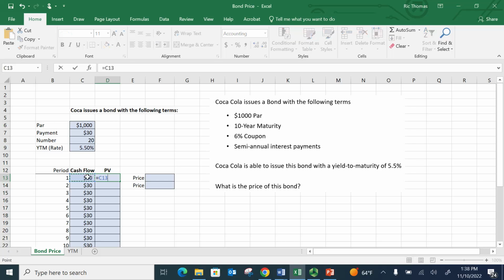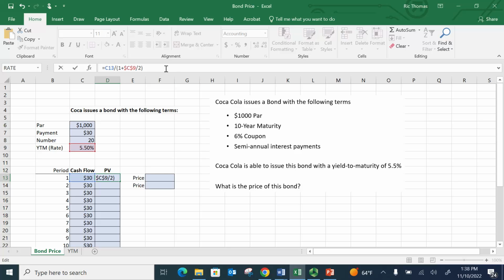So I take $30, I divide it by 1 plus the discount rate. Well, the discount rate is the yield. But again, it's every 6 months, so it's really the yield divided by 2. Now, here's the other thing. Let's go ahead and hit enter there. A couple things I want to make an adjustment on this. First of all, I'm always going to reference 5.5%. So I'm going to hit F4 on this one as well. All right? Put a dollar sign in front.